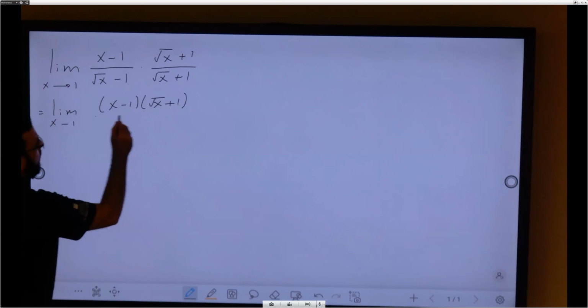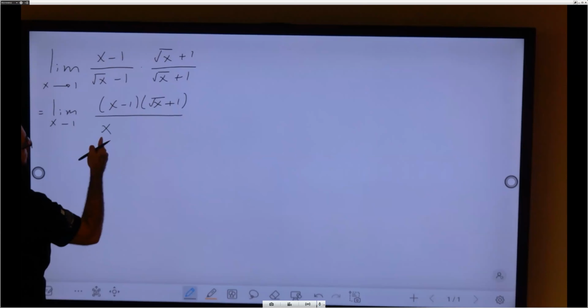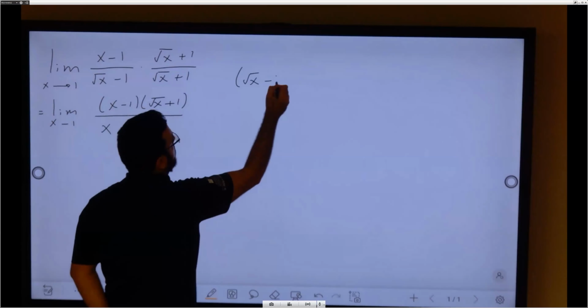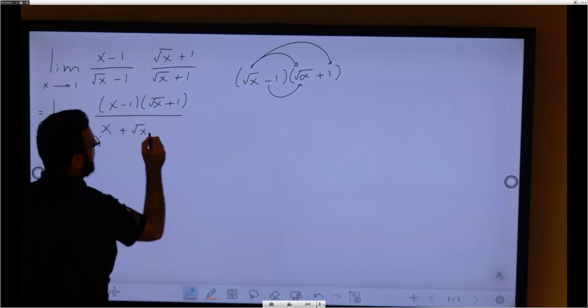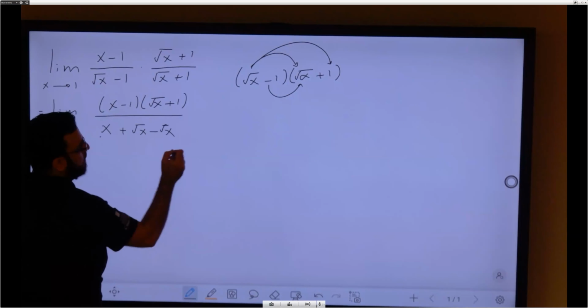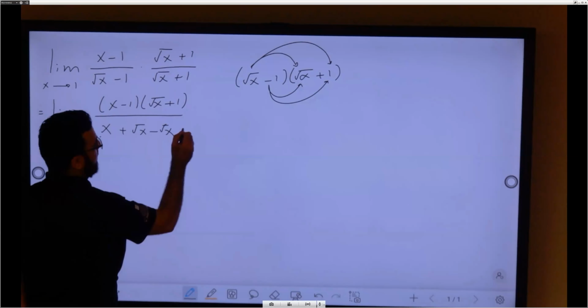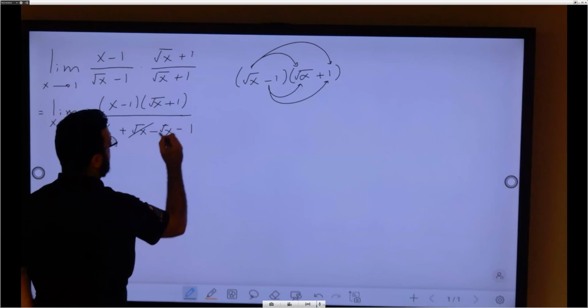So now on the bottom part, square root of x times square root of x is going to be x. I'm distributing, okay? Square root of x minus 1 times square root of x plus 1. Square root of x times square root of x is going to be x. Square root of x times 1 is square root of x. Negative 1 times square root of x. Negative 1 times 1 is negative 1. So minus 1. These cancel.